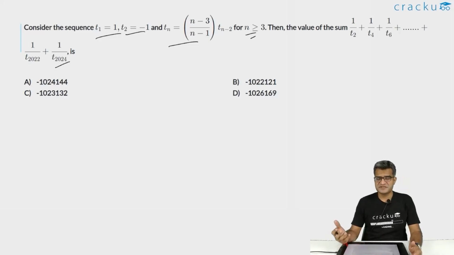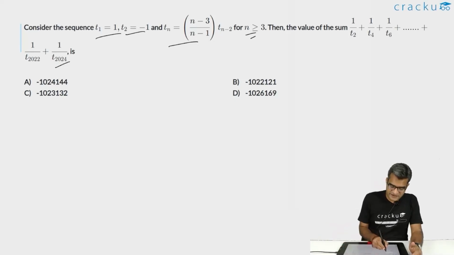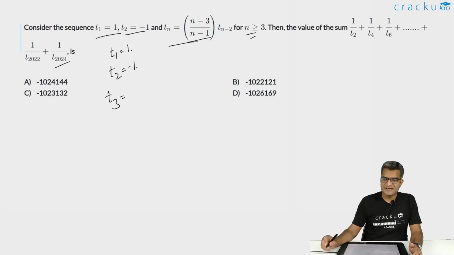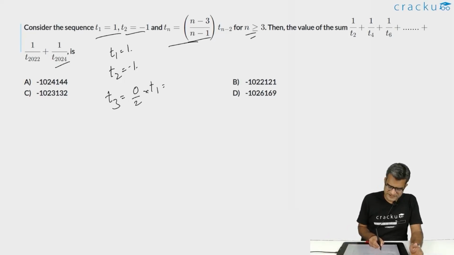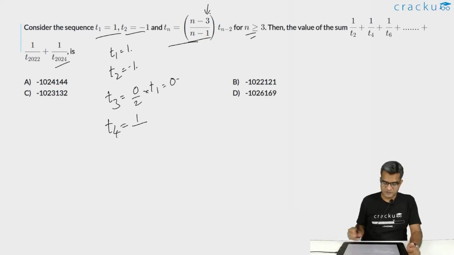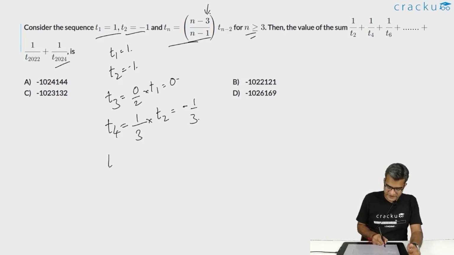This seems like a complex question. So for these kind of questions, let us first try to find out if there is a pattern that is involved. T1 is 1, T2 is minus 1. What is the value of T3? T3 will be 3 minus 3, which is 0, divided by 2 into T of 1, which is essentially equal to 0. What is T4? T4 will be equal to 4 minus 3, which is 1, divided by 4 minus 1, that is 3, into T2. This is equal to minus 1 by 3. What is the value of T5?